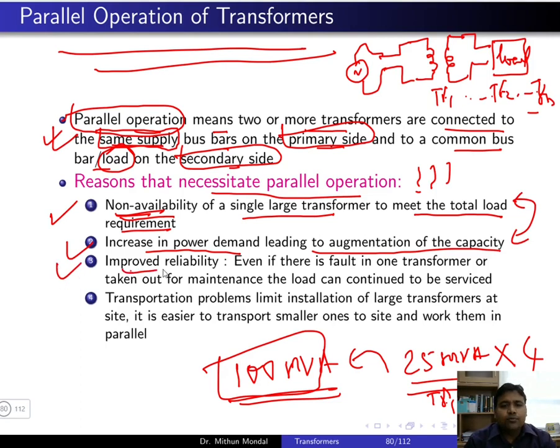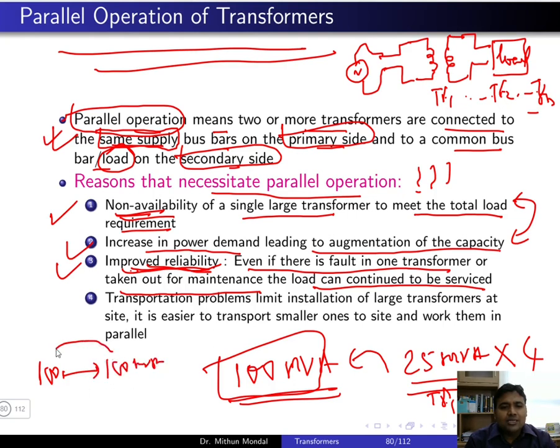The third point is improved reliability. What is reliability, and how do we improve the reliability of the system? To understand that, consider that if there is a fault in one transformer or it is taken out for maintenance, the load can continue to be serviced. Suppose you have a 100 MVA requirement and for that you have a 100 MVA transformer. This transformer is supplying the load, right? This is your load and this is your supply.